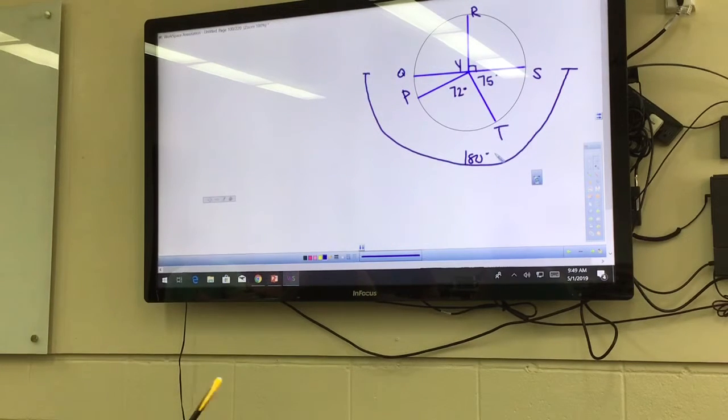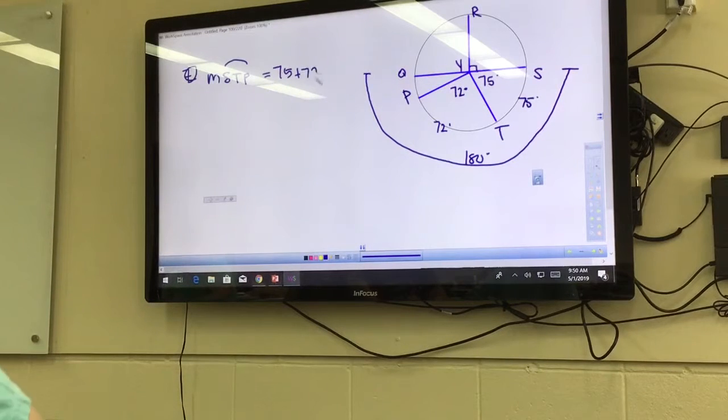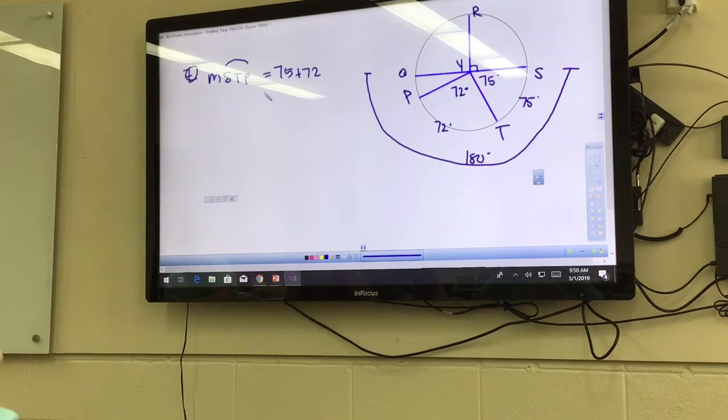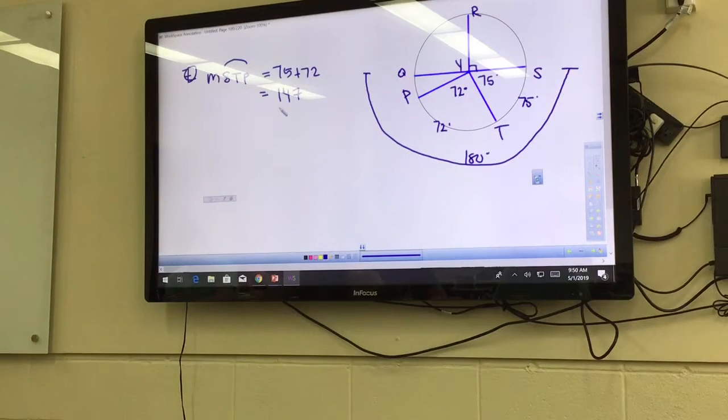So in the very first problem, it says to find the measure of arc STP. So how can I do that? To find STP, I know that ST is 75 degrees. I know that PT is 72 degrees. So how do I find just STP? 75 plus 72. Is she right? Are they adjacent? Yes. So what's 75 plus 72? 147. So therefore, the measure of arc STP is 147. Okay, number 8. I'll let you do that one, and then we'll go over it together.